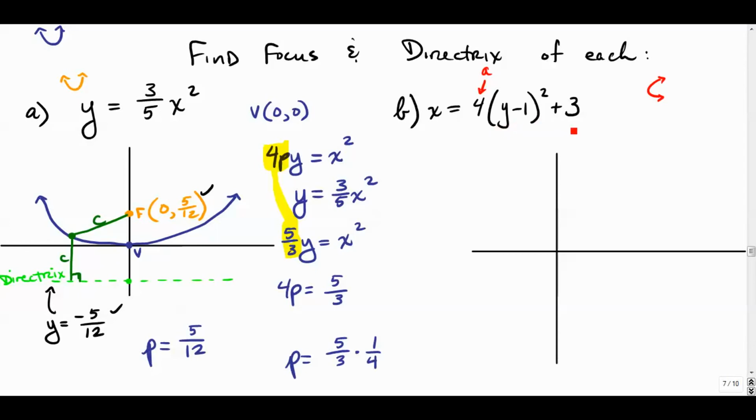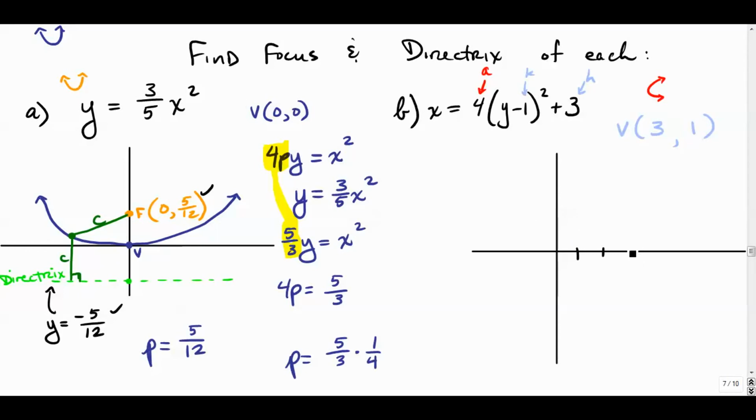So let's look at the vertex first. The vertex of this sideways opening parabola is given by this format. We have x equals a times (y minus k) quantity squared plus h. So this is actually our h term, and this is our k term. So the h term comes first, that's positive 3, and the k term comes second. If it's negative here in the parentheses, it's positive over here. So my vertex is actually at positive 3, comma 1.